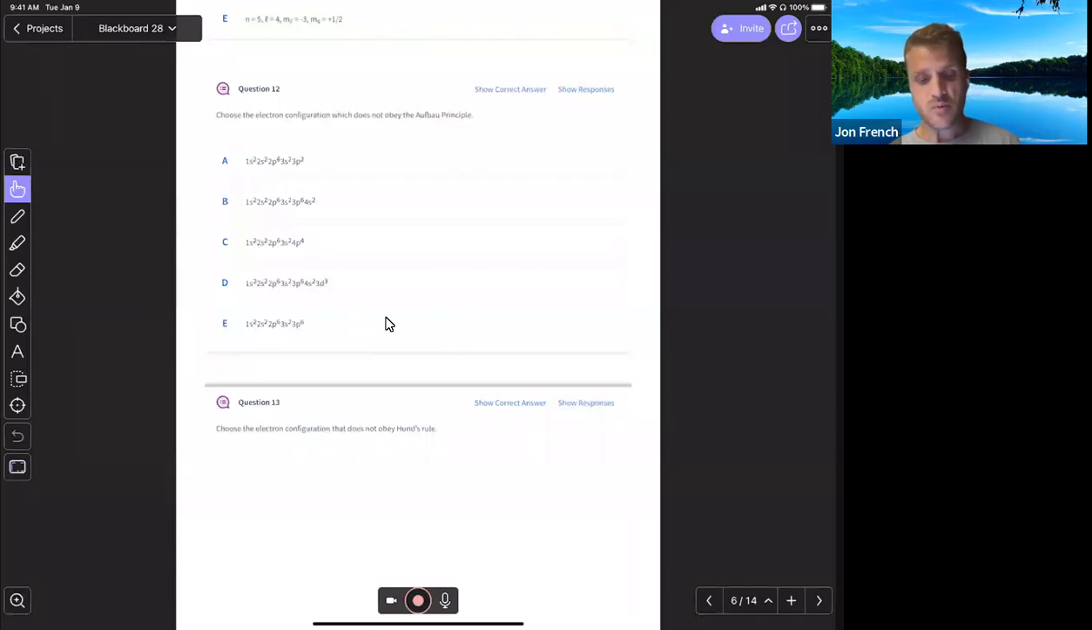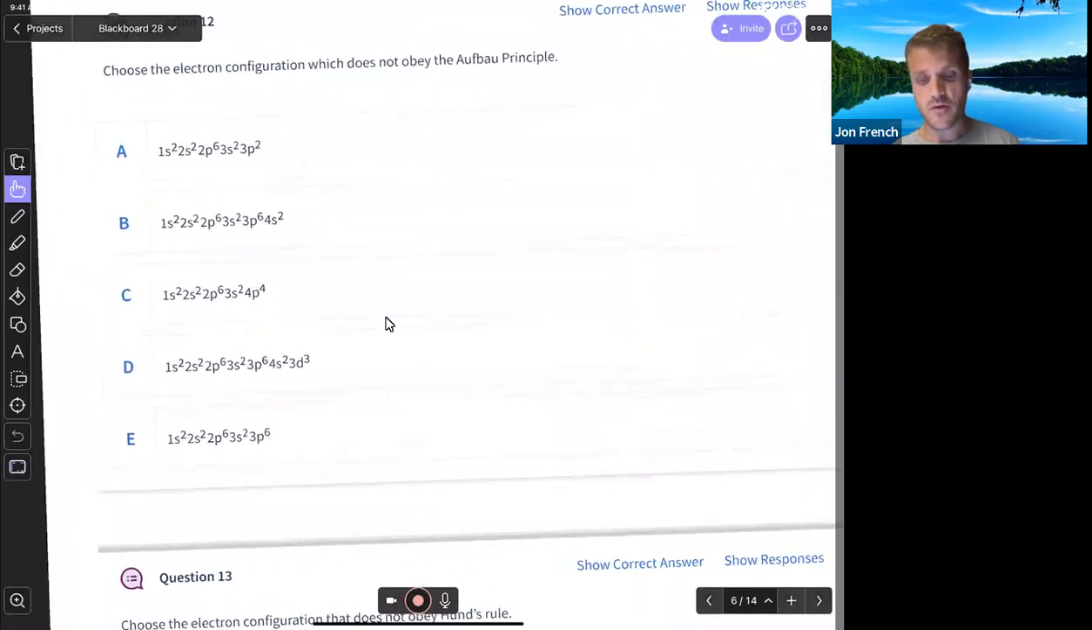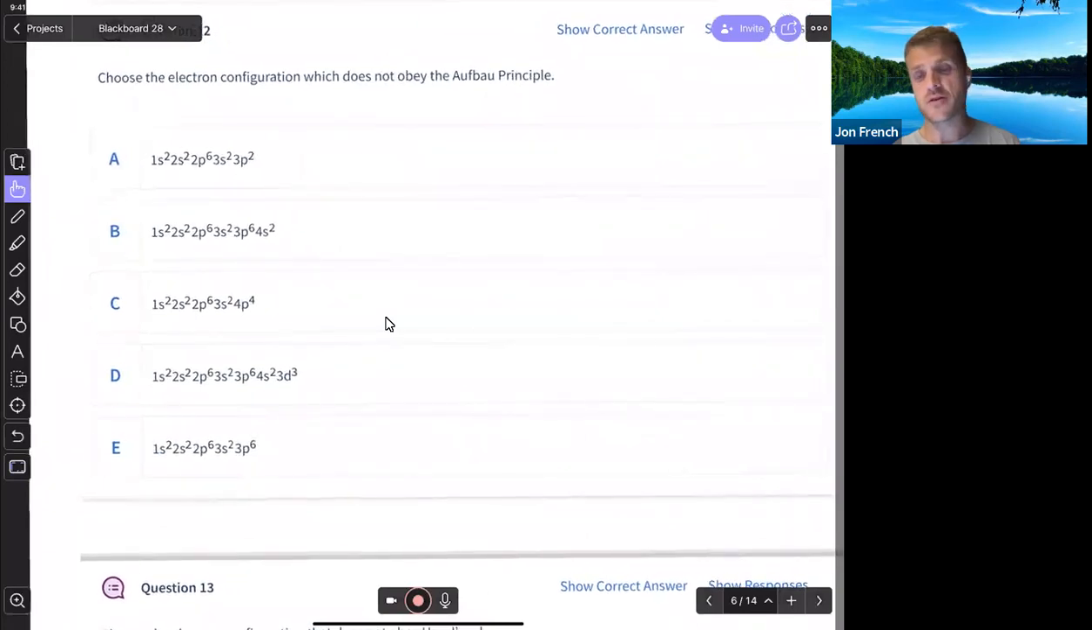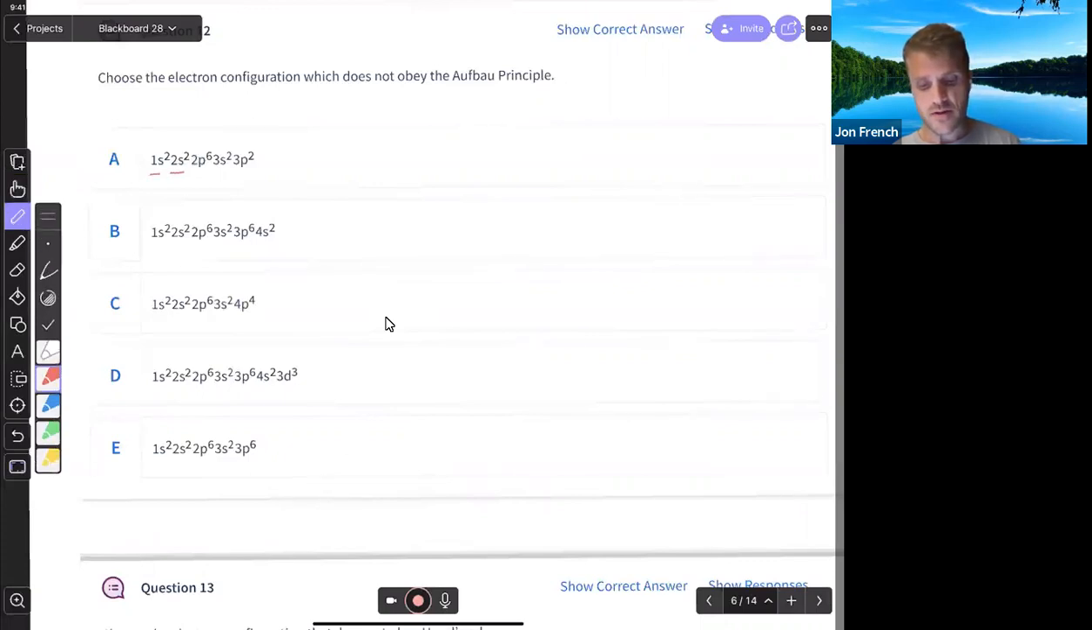Right, so the Aufbau principle is basically what we're following when we're making our electron configurations, going through the periodic table and placing electrons in each orbital. We want to make the lowest energy configuration, so you always want to fill the lowest energy orbitals first. So what we're looking for is one where we skip orbitals. So 1s2, 2s2, 2p6, 3s2, that's fine. 1s, 2s, 2p, 3s, 3p, 4s, that's fine.